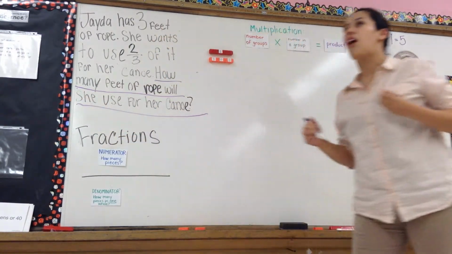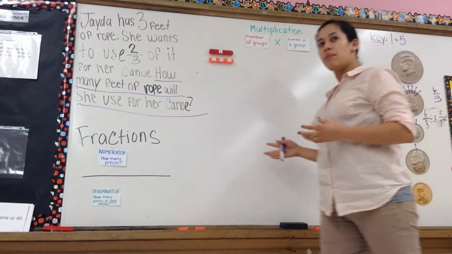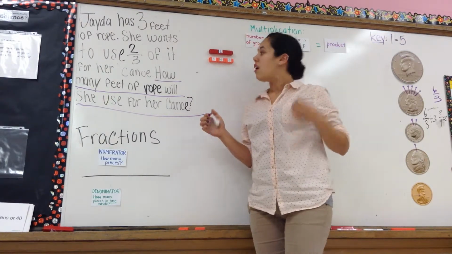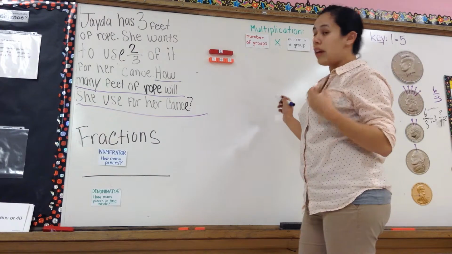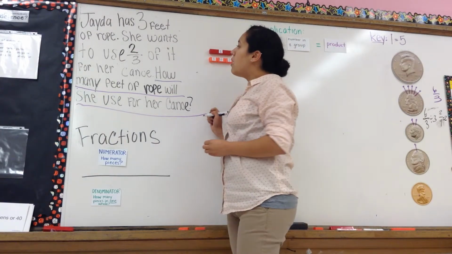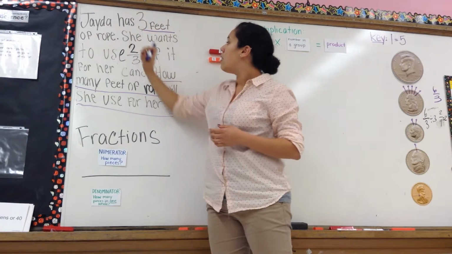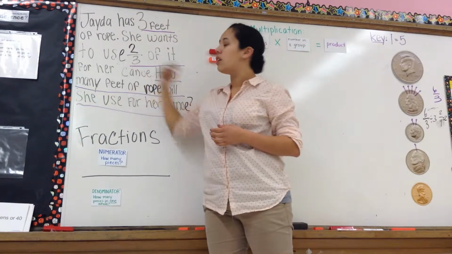So what does that mean? Are we going to add? Are we going to multiply? Are we going to subtract? Okay, yeah, it means we're going to multiply. What are we going to multiply? We're going to multiply 3 feet times 2/3.